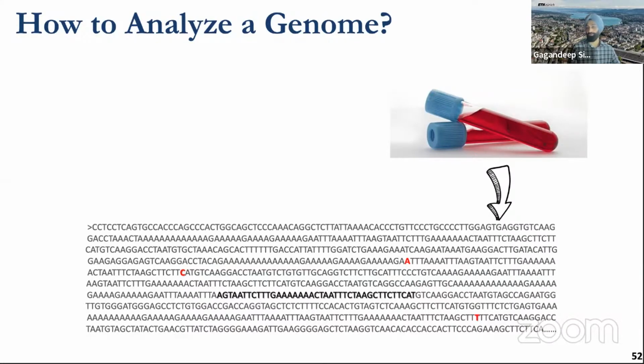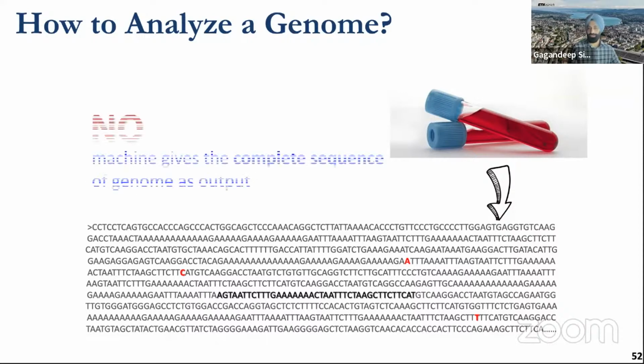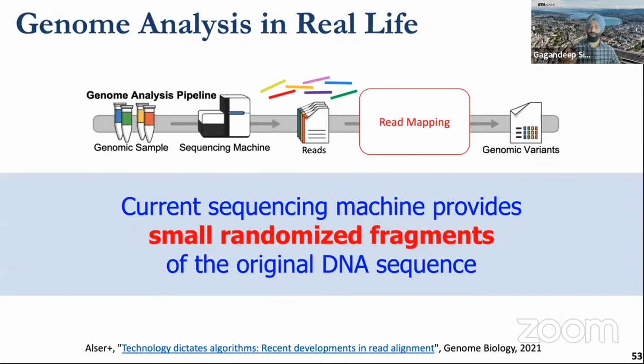But I would like to motivate you to read many more papers which we have in our group on genome analysis to understand in depth how these algorithms work and what the problems are. So in genome sequencing, until today, there's no machine that gives the complete sequence of a genome as an output. What we have today are sequencing machines that provide small randomized sequences of the original DNA sequence. And these are called reads.